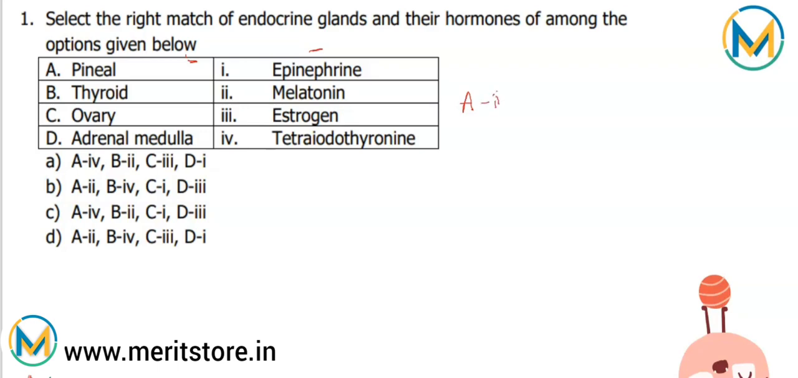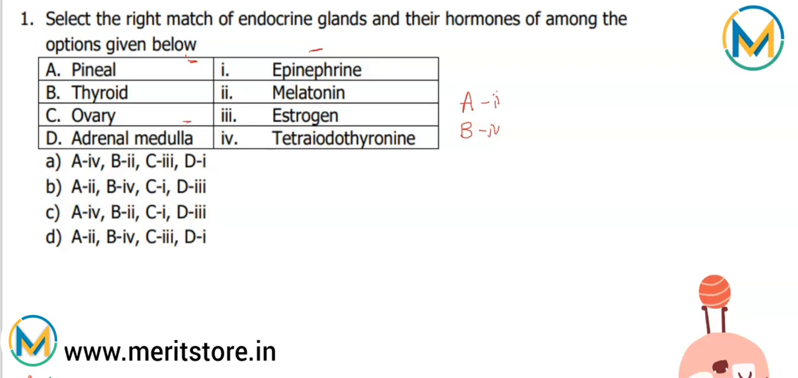This melatonin regulates sleep. Next, B, that's a thyroid gland. It releases tetraiodothyronine hormone. That's the fourth point. This tetraiodothyronine regulates body weight, energy level, skin, hair, nail growth, etc.